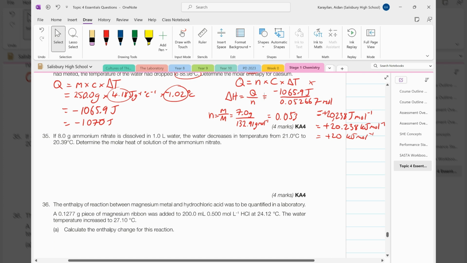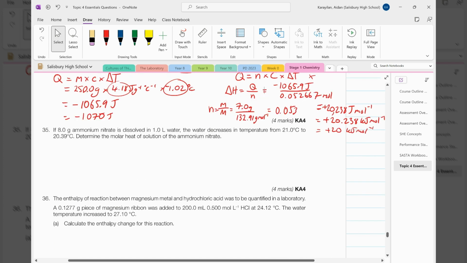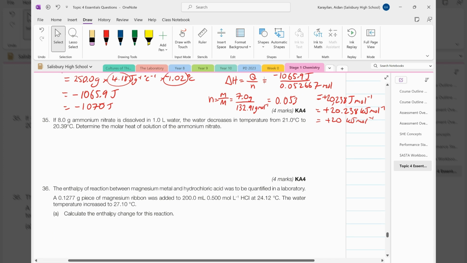We have 8.0 grams of ammonium nitrate dissolved in 1.0 liters of water, and the water decreases in temperature from 21.0 to 20.39. Determine the molar heat of solution. Now, we need to look at the water first. The whole point of these, whenever you're doing it in water and measuring the temperature, is we can find the Q value pretty easily because we know the values for water.